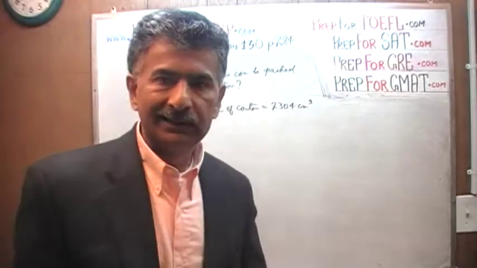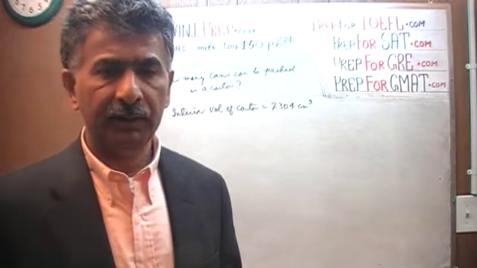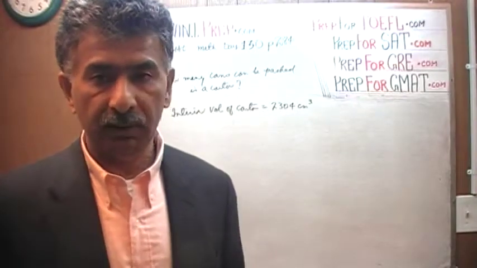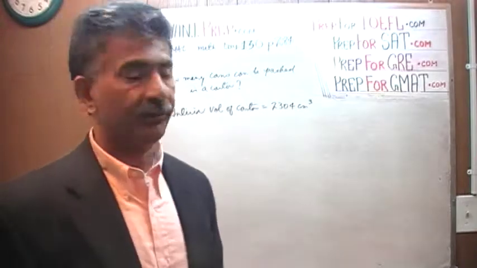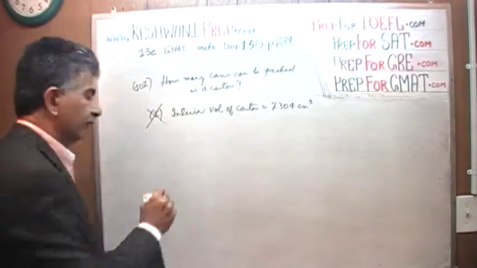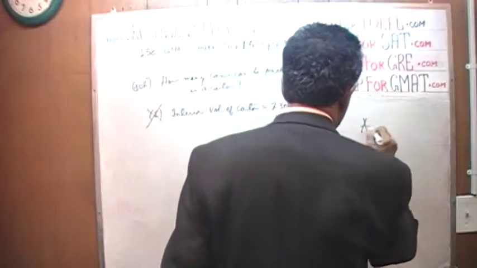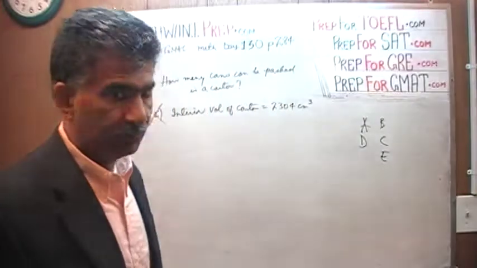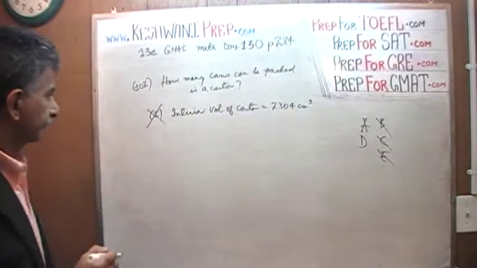But simply knowing the volume of the carton is not going to enable us to tell how many cans we can put in it. We know the volume of the carton, but without knowing anything about the cans, we cannot decide how many cans are going to fit in it. So the first statement by itself is not enough. A, D, B, C, E. Since the first statement by itself does not do the job, the answer cannot be B, C, or E. It will have to be either A or D.